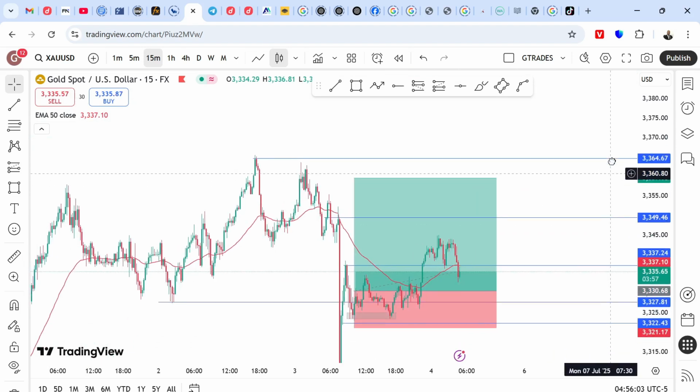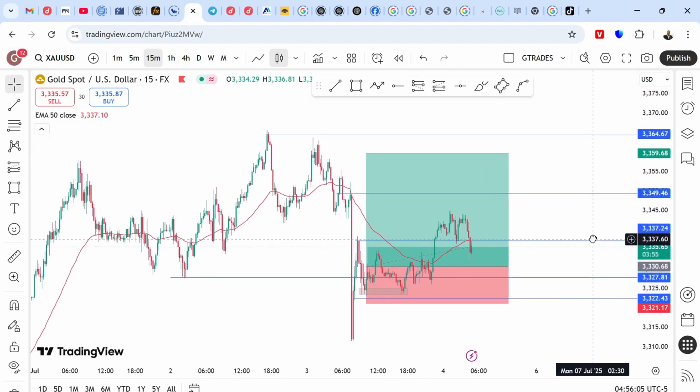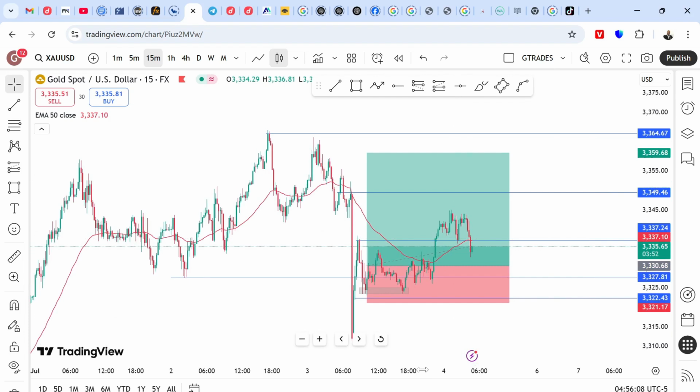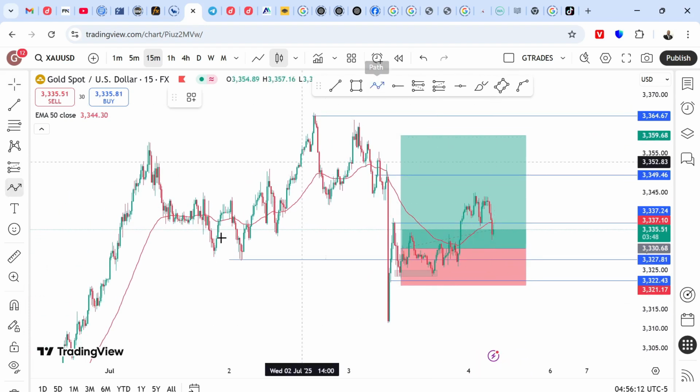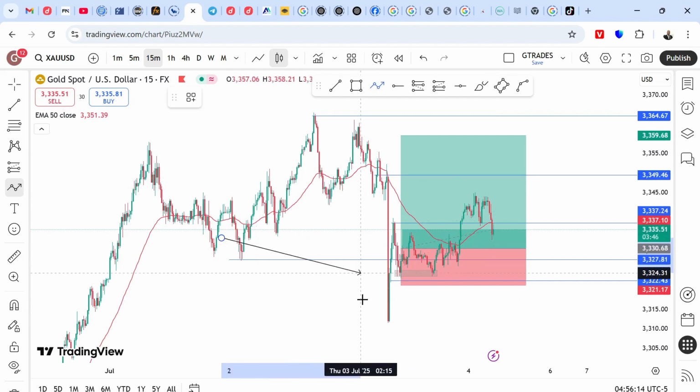Now if you look at gold properly, you will notice that gold is in an uptrend. But how come we have this sharp sell that occurred? Now this sell here is a movement of the news, right? You can see how heavy the candle is. This is the NFP news that came out yesterday.